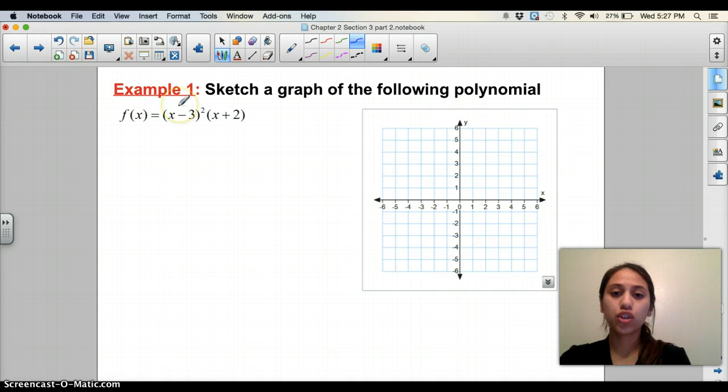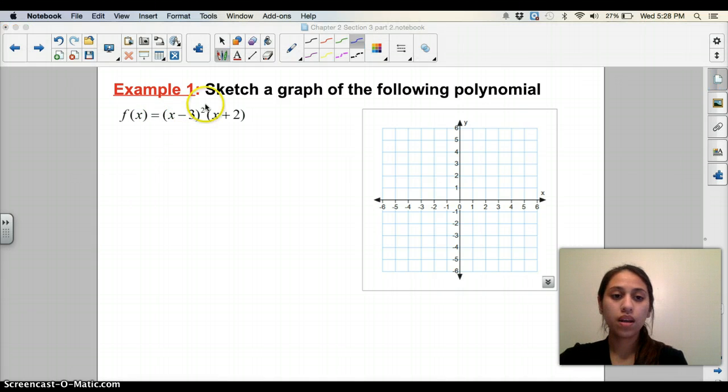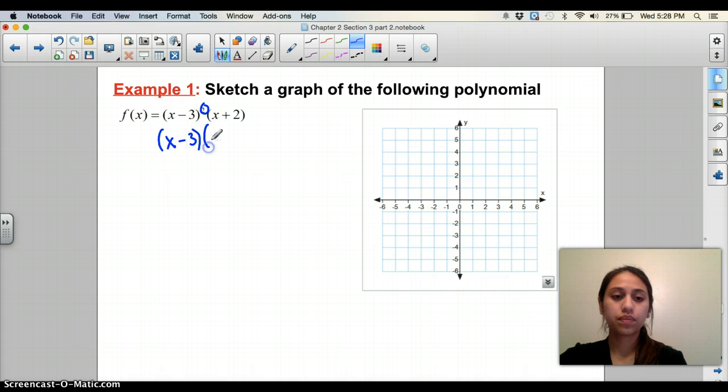So the first example says sketch a graph of the following polynomial. If you notice, this is squared. So we can expand this: x minus 3, x minus 3. And that's actually why it's called a double root, because both of these would be x is equal to 3. Continuing here, we have x plus 2. So if we label our roots, these are both x is equal to 3 and x is equal to negative 2.